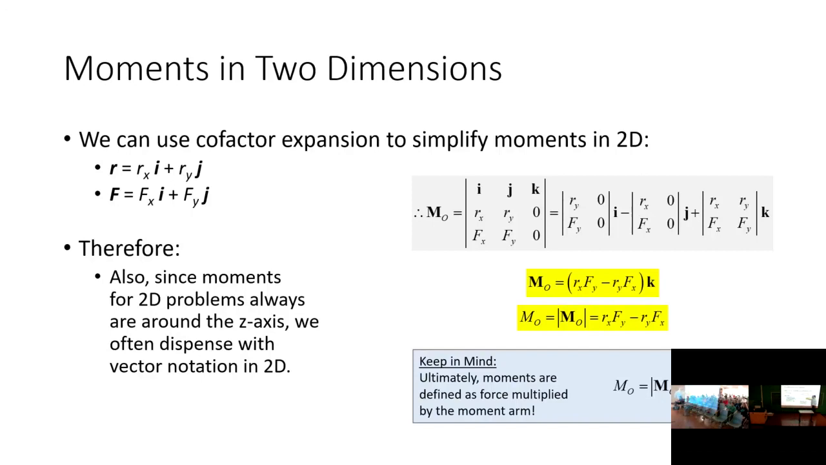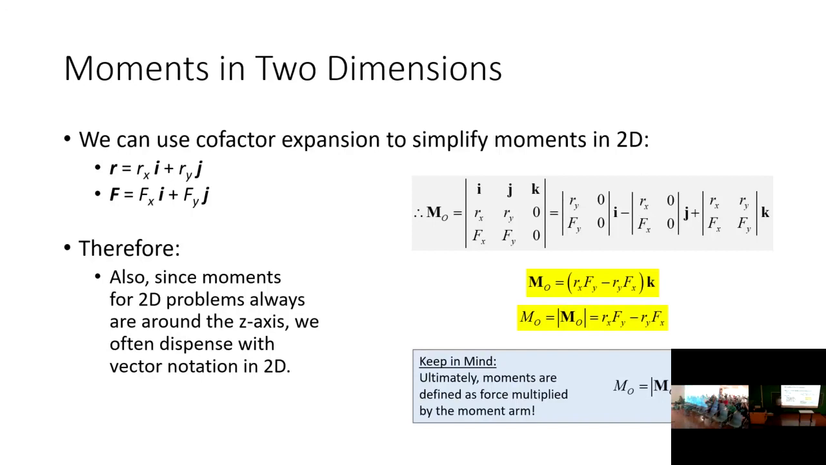Instead of writing the moment as a vector, some polyjump times k, we just deal with the magnitude of that vector, and we just compute that directly. So it makes the understanding of those moments a lot easier. And to be clear, we can also just recognize that ultimately moments are just defined as the magnitude of the force multiplied by the appropriate moment arm. And we're going to talk a lot about that in our example today.